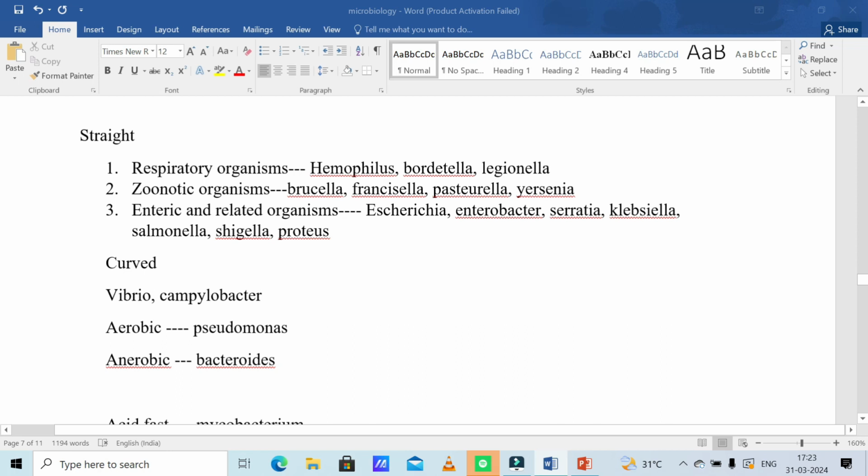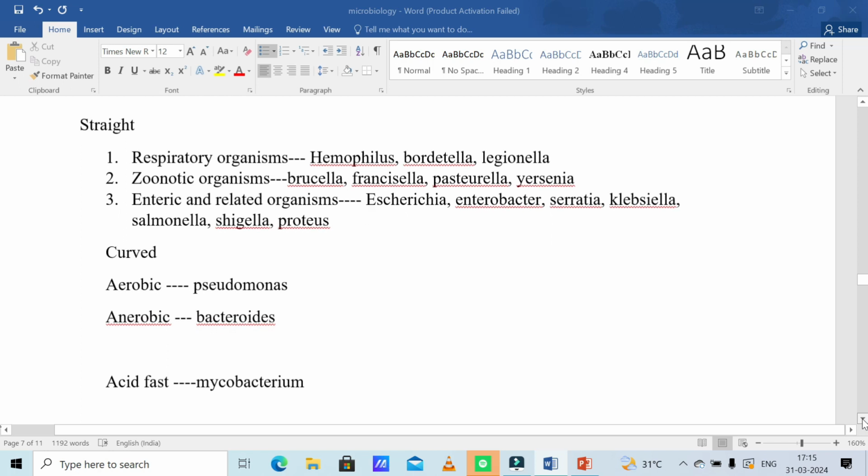Coming under the curved category, it includes Vibrio and Campylobacter. Vibrio is the causative factor for cholera, and Campylobacter is the causative factor for enterocolitis. And it is also divided into aerobic and anaerobic. Pseudomonas comes under aerobic, and it is a causative factor for pneumonia and UTIs. And Bacteroides comes under anaerobic, and it is the causative factor for peritonitis.